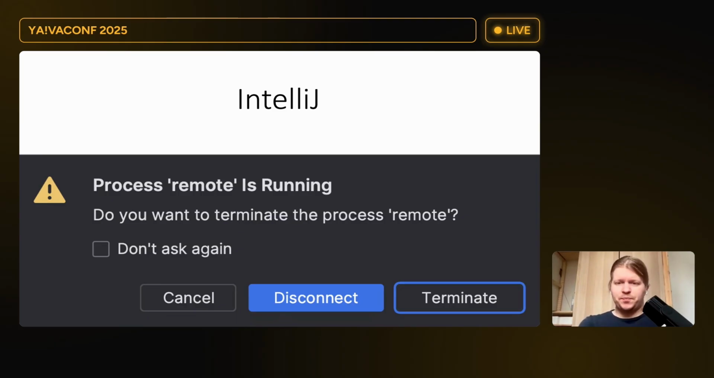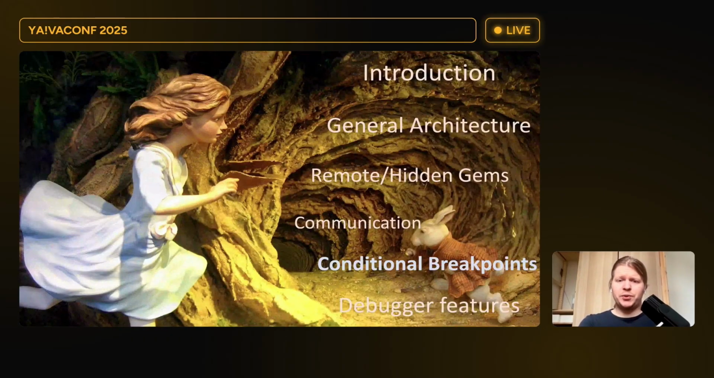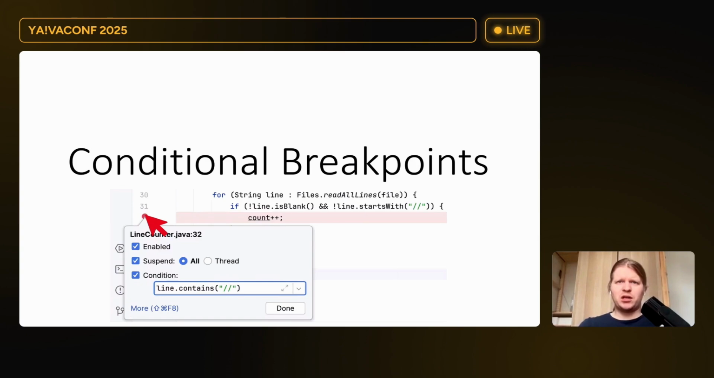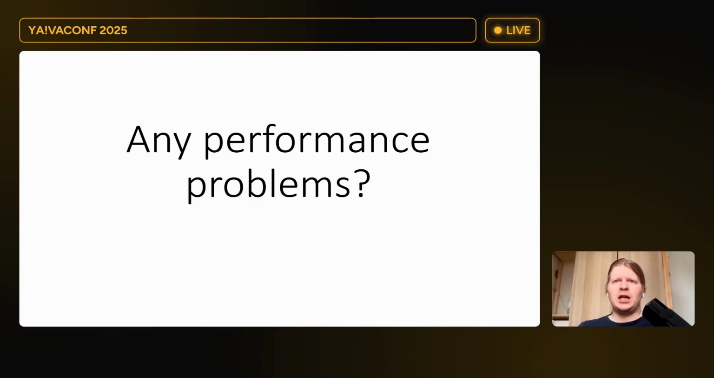Anyway, now on to conditional breakpoints. You probably have used them before. You can essentially tell, hey, please only stop at this breakpoint if some condition holds true. For example, here in our count lines method where we ignore comments, we can add a breakpoint where we only break when the line contains a // for the comments. But are there performance problems? Of course, when asked this way.